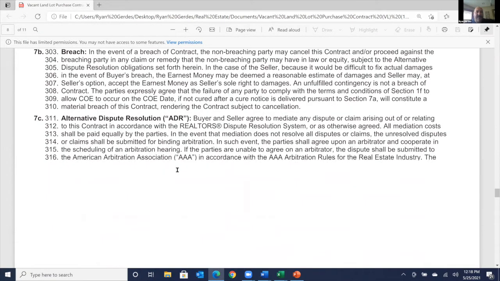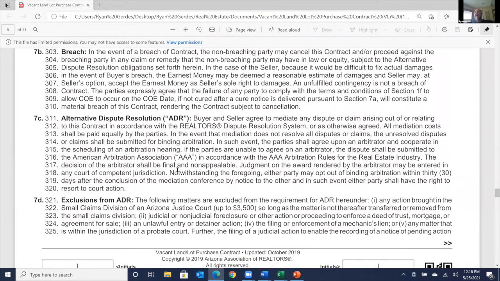Alternative dispute resolution, exclusions from ADR. Paraphrasing all this, if there is a dispute or there is a breach, the idea is that everyone is going to sit down and talk about it, see if we can't work this thing out verbally, and then move forward in writing. If that doesn't work, then we will get brokers involved. If that doesn't work, we will get the title company involved. If that still doesn't work, at that time you might decide that you want to seek legal representation.